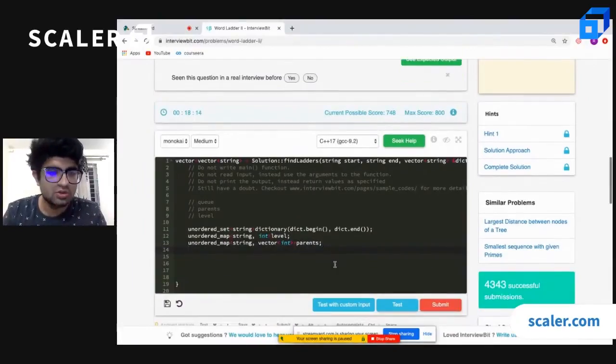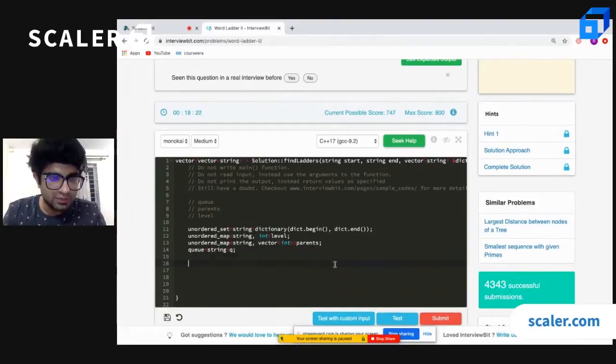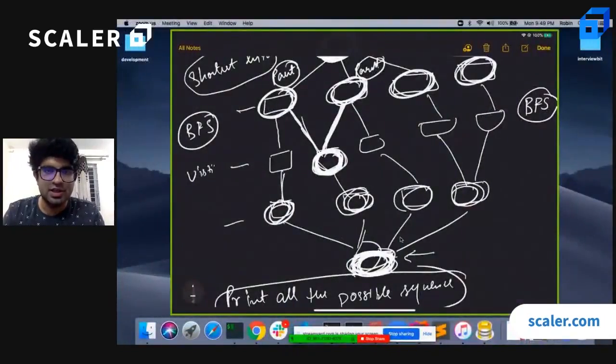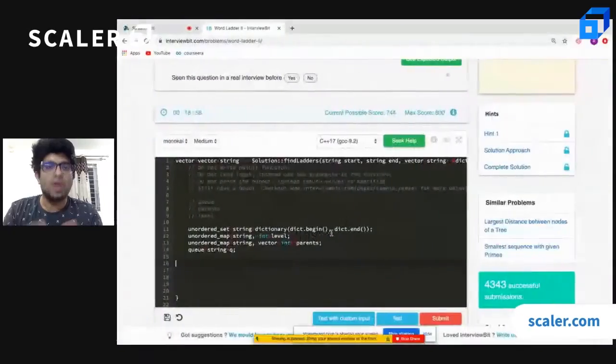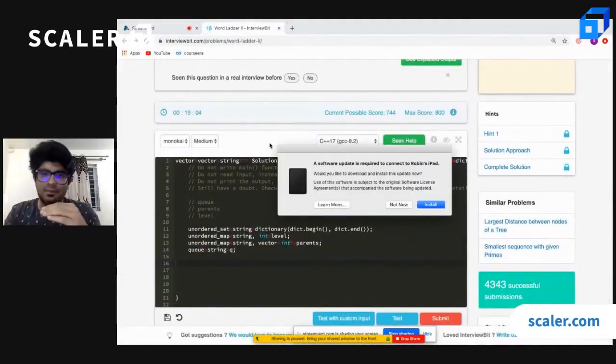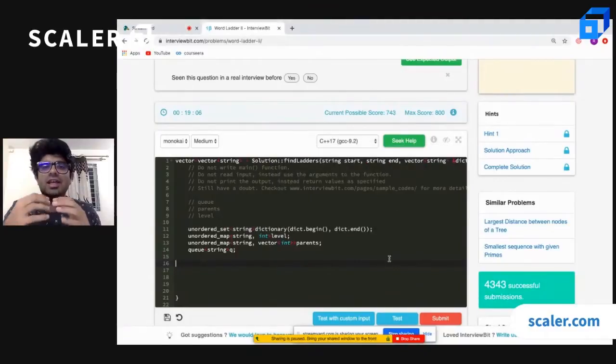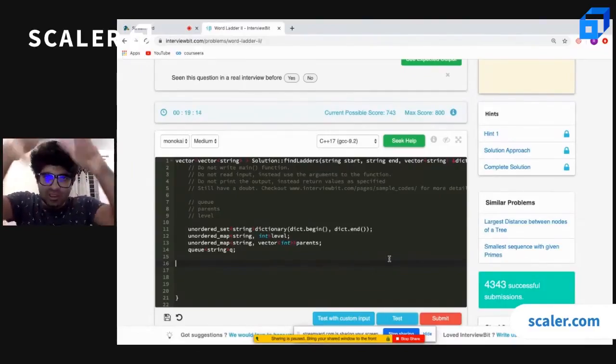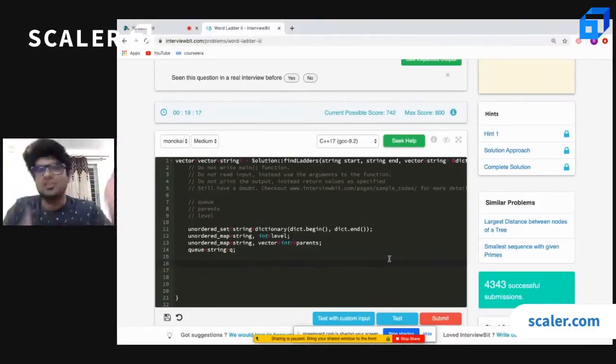I need a queue as well, because I need to apply some sort of BFS. Let's say I created a queue. The point is, while I'm creating this big structure, if I start from some place, I end up at another place. So it's good if I start from the end, so that I will have that information from the start as well. Then I can explore the parents from the start.